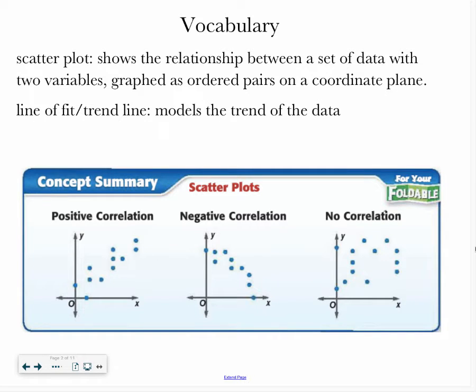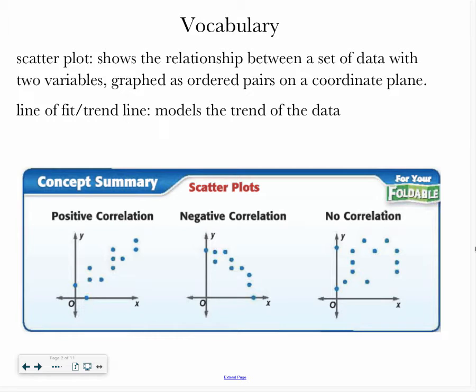So let's talk about some new vocab. A scatter plot should be a review, but just in case you forgot what it is, it looks like what you see at the bottom there. It shows a relationship between a set of data with two variables and is graphed as ordered pairs on a coordinate plane. So all of those dots you typically pull from an XY table, and then you plot them. You don't connect all of them, okay? This is not a gigantic connect the dots. It's plot the dots, okay?